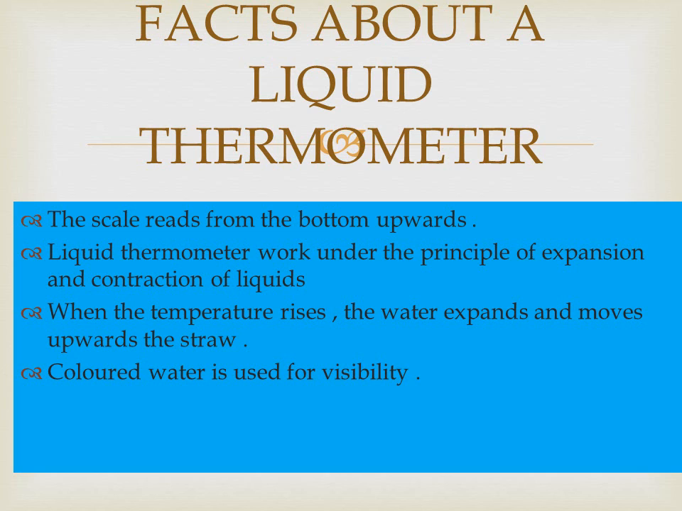Facts about the liquid thermometer are as follows. The scale reads from the bottom upwards. A liquid thermometer works under the principle of expansion of liquids. When the temperature rises, the water expands and moves upwards in the straw. Colored water is used for visibility.